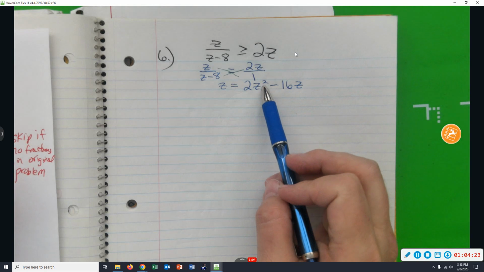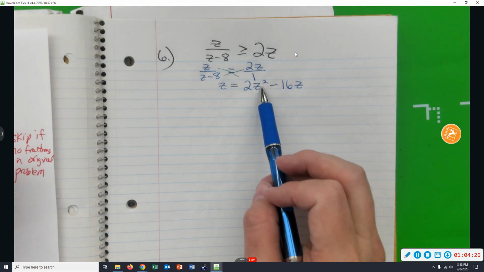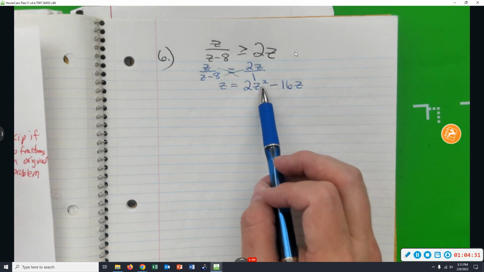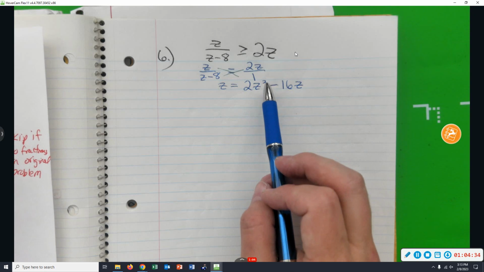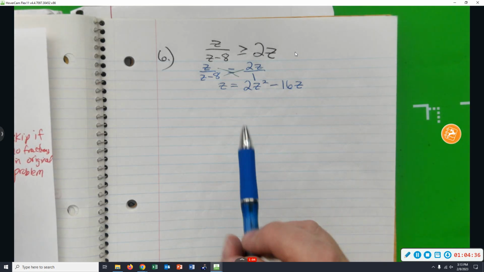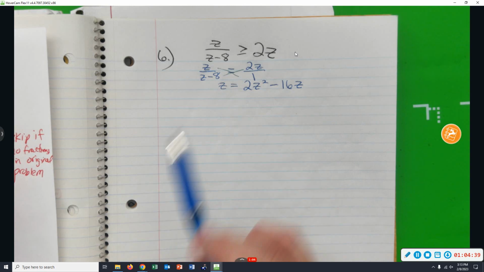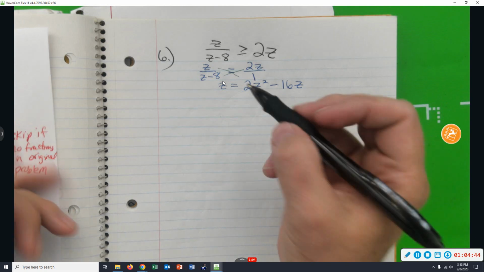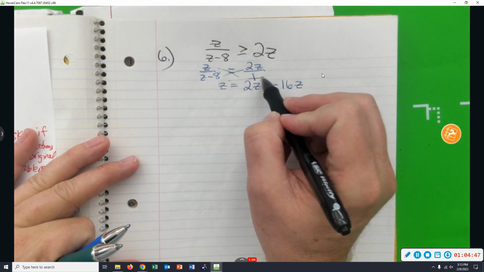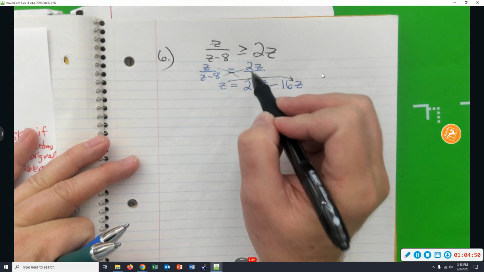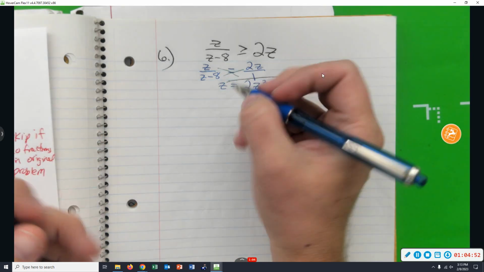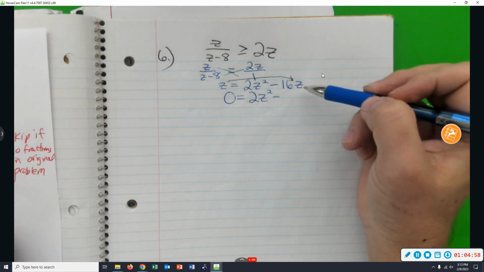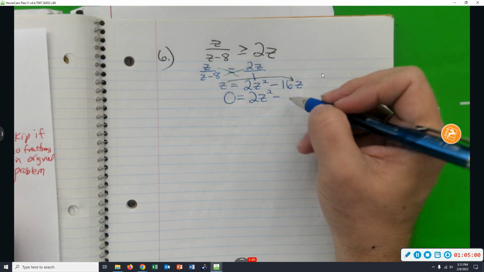Uh-oh, it's squared right there. So we need to solve this. I think we can factor it, but regardless, you're going to have to get it set equal to 0. What do you think I'm going to do with that z there? I'm going to subtract it. I don't think we're going to have to use reverse FOIL. You're making it harder than it is. I think it's going to factor pretty easily. Subtracting that z from both sides, we have 0 equals 2z squared minus 16z minus 1z, which gives me 17z.